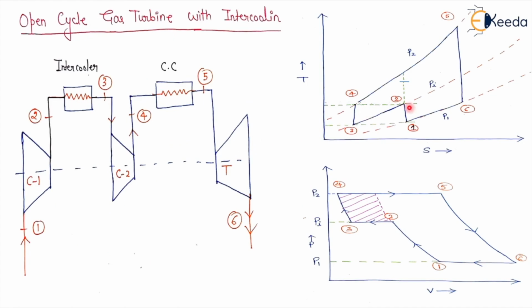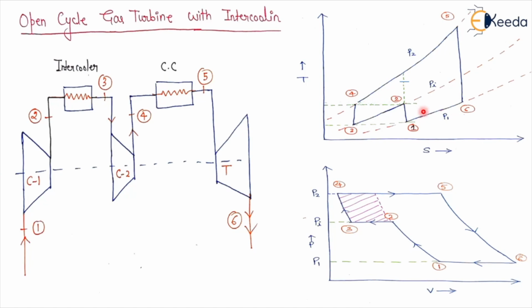Let's see here. If the cycle is without intercooler, then this will be the cycle. So in this case, heat addition will be like this. But with the intercooler, we are giving this much of heat extra. So with the help of the intercooler, heat addition is increased. Now in this case, what about the heat rejection?